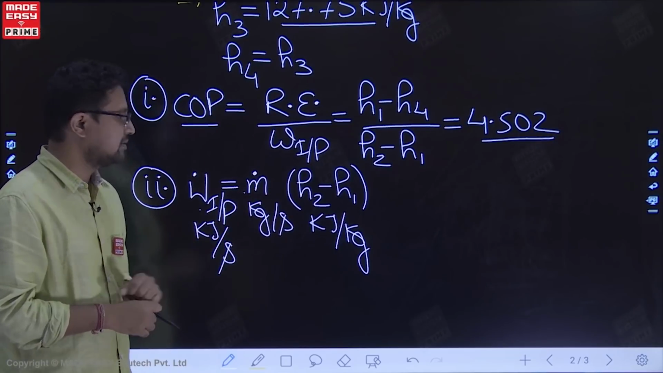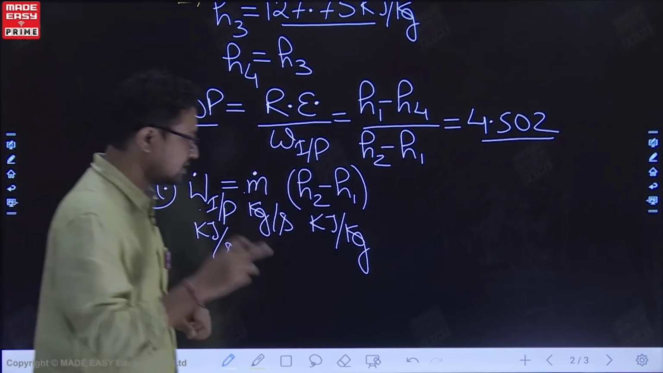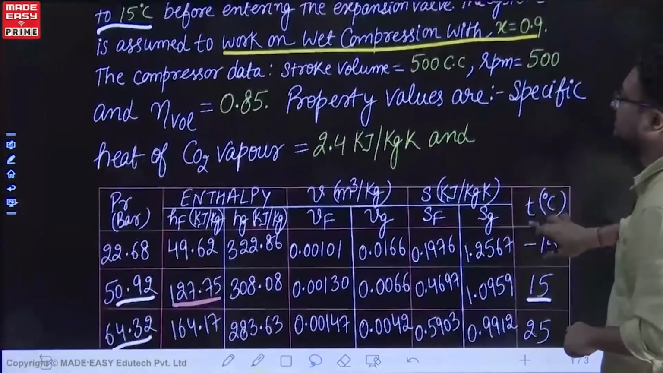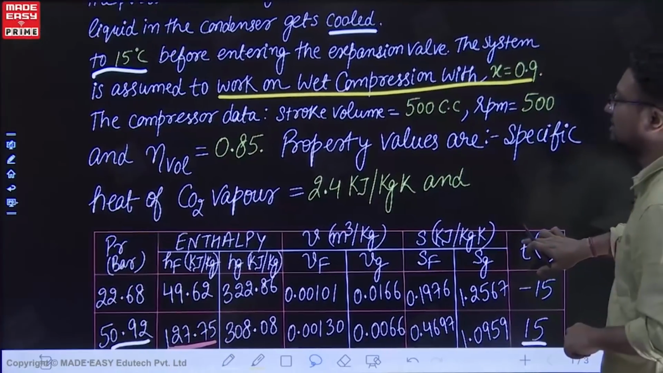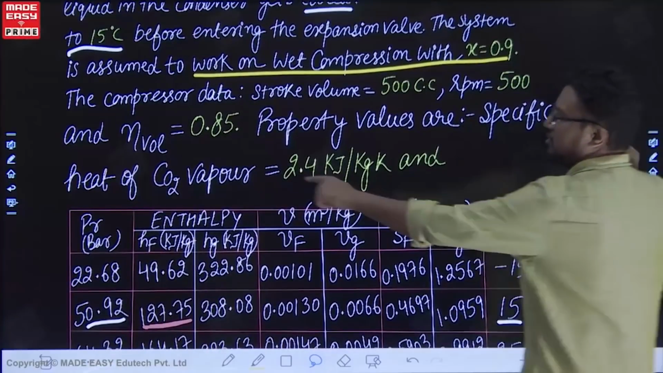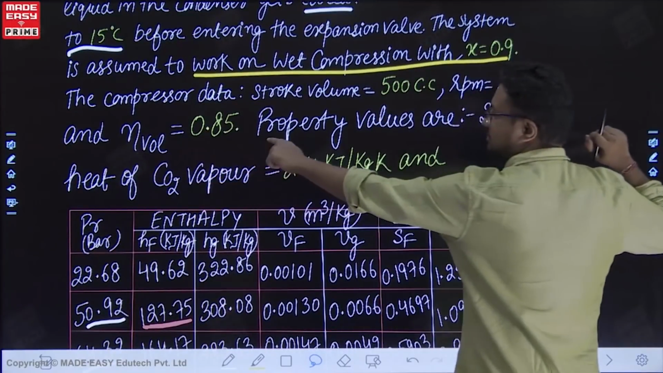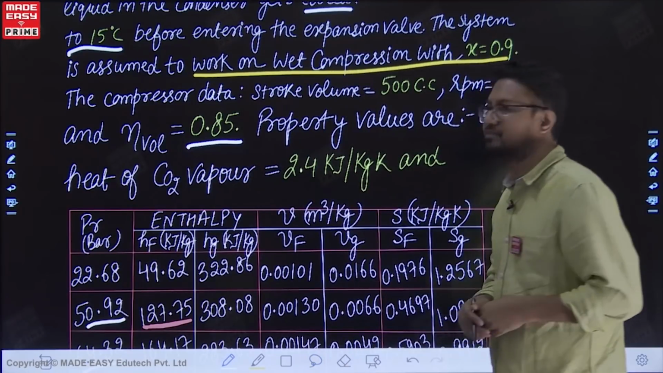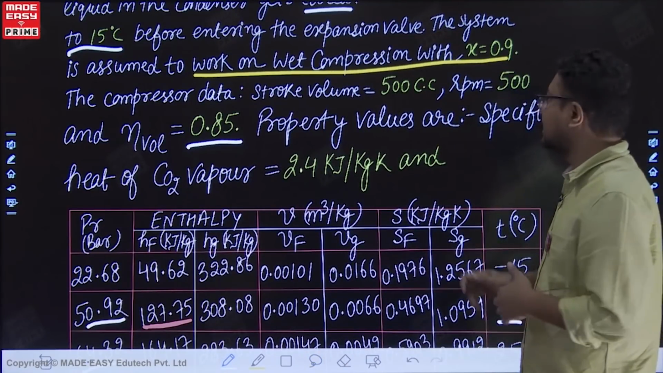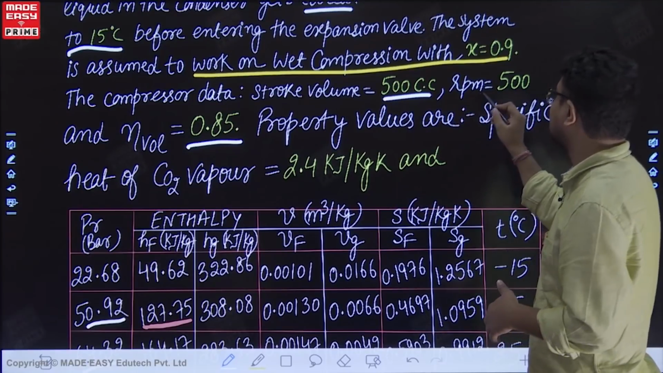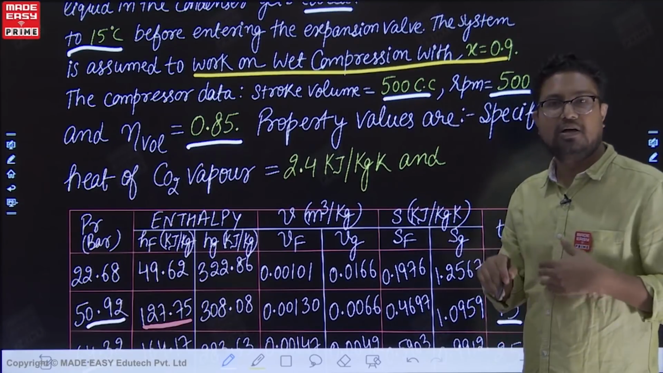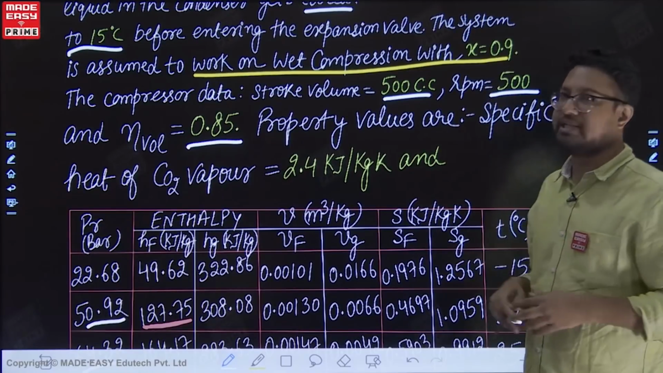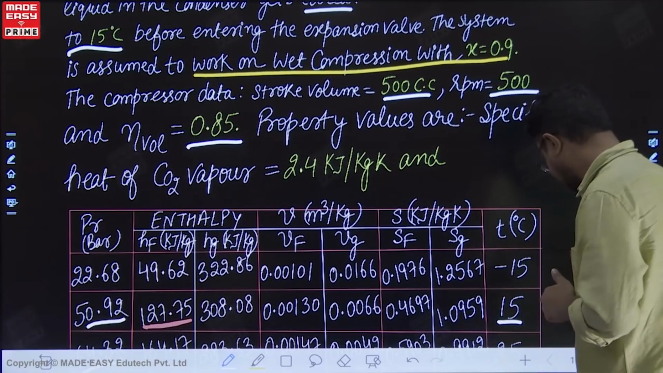How to find this? Let us see the problem. What have we been given? Volumetric efficiency. This is given to us. So we can use this data, the stroke volume and RPM, and we can calculate the mass flow rate. Let us see that.